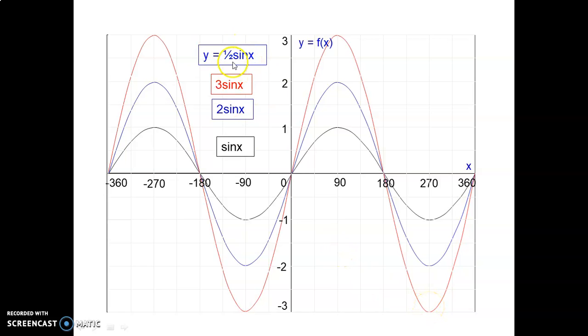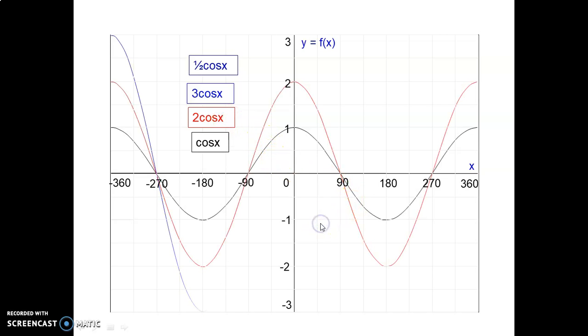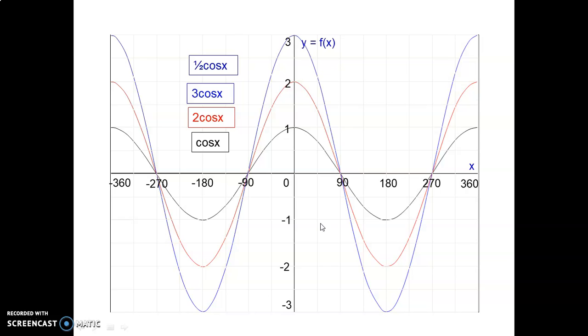And half sine x means it's going to be half its original height. So if the original height has an amplitude of 1, now half sine x has a height of half. Okay, let's do the same thing with a cosine graph. Here's the original cosine graph passing through 0, 1, then 2 cos x, twice as tall, 3 cos x, 3 times as tall, and half cos x, half the height of the original.